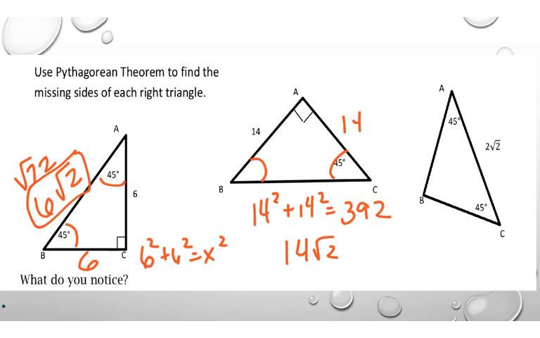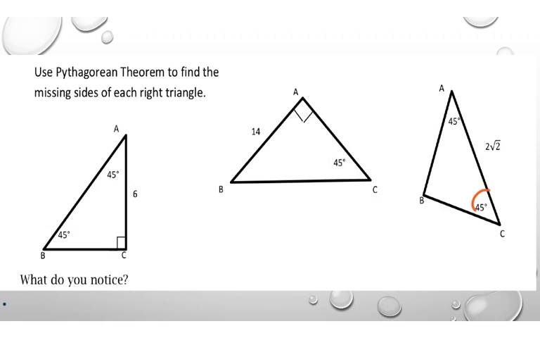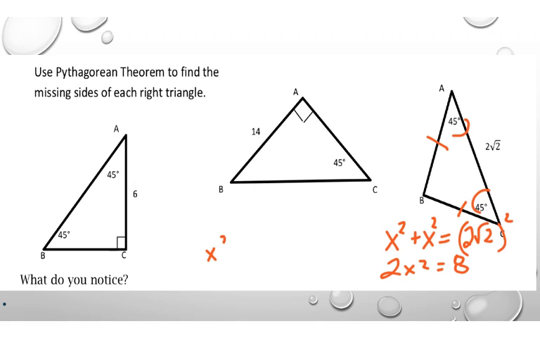And then on the third one, again, we've got 45 and 45. So these two are the same. Now, I don't know what they are, but I do know that whatever they are, they're the same. And I know that that's equal to the hypotenuse squared. So I'm going to have 2x squared equals 4 times 2, which is 8. Divide both sides by 2, and I get x squared equals 4. And so x is going to equal 2.